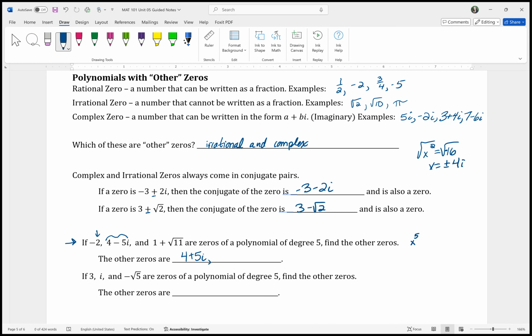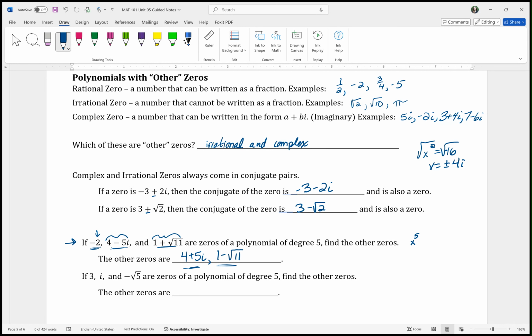So the other zeros here are 4 plus 5i. And then the other one, 1 plus square root of 11, would be 1 minus square root of 11. And if you look at how many we have, we've got 1, 2, 3, 4, 5. That gets us to that degree 5 that it's talking about.